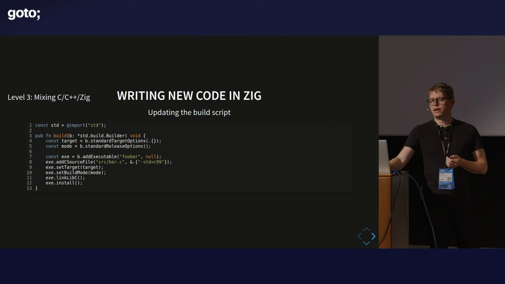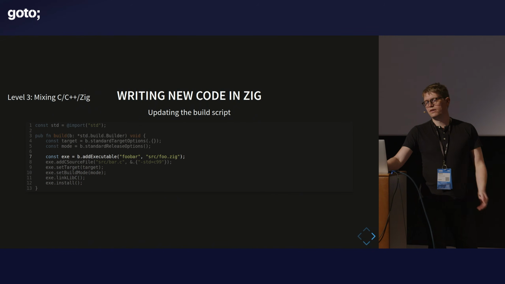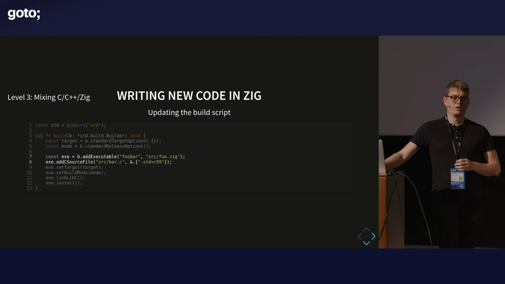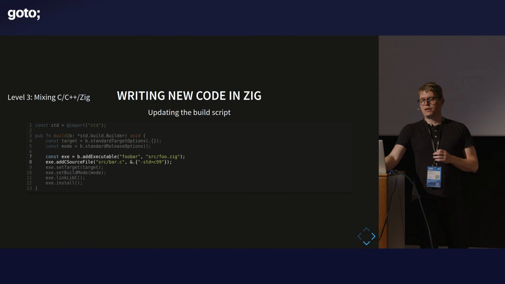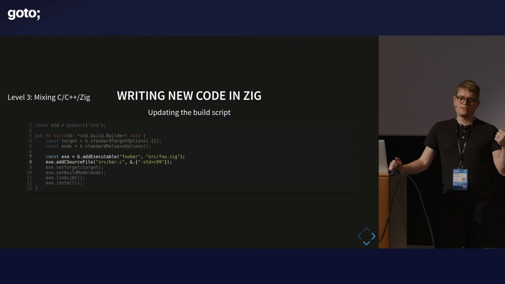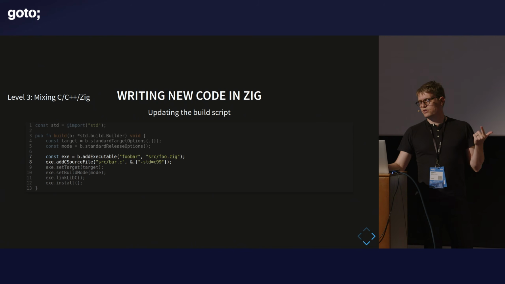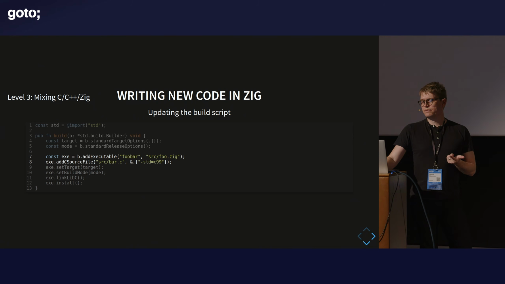Well, why not go ahead and just throw some Zig code into your project? And the nice thing is that it integrates super well. So in this example, we have a build script. We're going to have foo.zig and bar.c. I'm going to show you how they can call into each other.